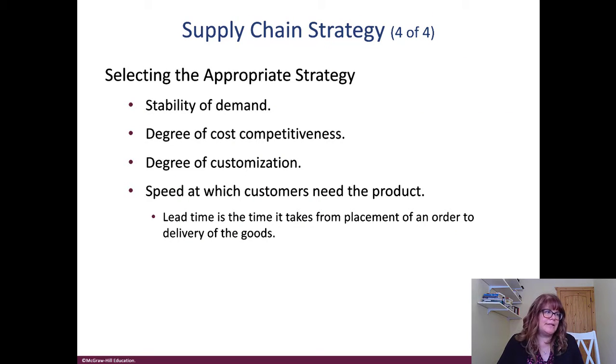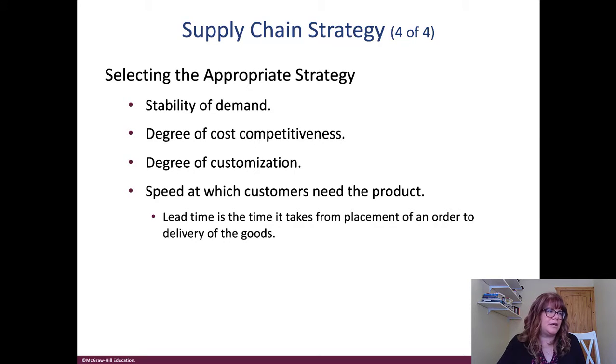Stability of demand. If a firm can't predict demand for its product, it can't create an accurate sales forecast that would allow it to enjoy the benefits of a pure push strategy. A push strategy will allow a firm to achieve cost savings through economies of scale in purchasing, manufacturing, and transportation. If cost reduction is part of a firm strategy, then a push strategy is the obvious choice.